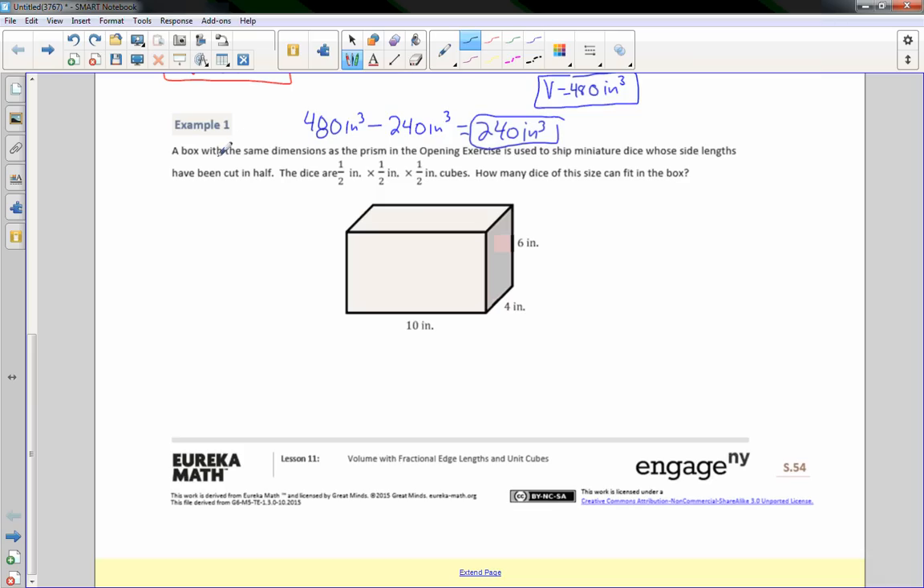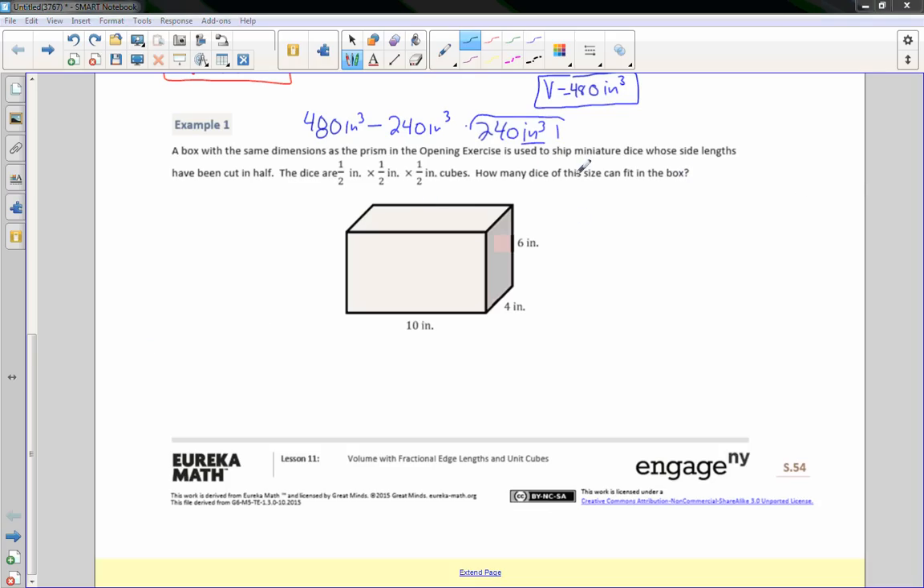Okay, so now example one. Move this out of the way. A box with the same dimensions as the prism in the opening exercise is used to ship miniature dice whose side lengths have been cut in half. The dice are 1/2 by 1/2 by 1/2. How many dice of this size can fit in the box?